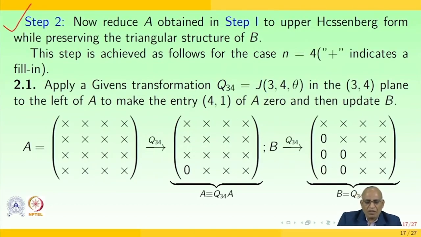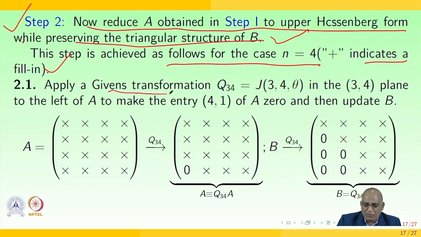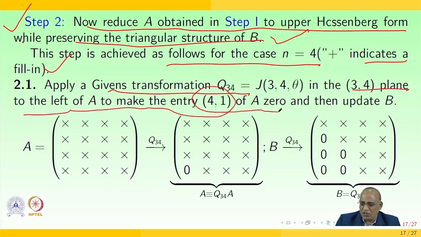Now in step 2, reduce A obtained in step 1 to upper Hessenberg form while preserving the triangular structure of the matrix B. This step is achieved as follows for the case n equal to 4. The plus sign indicates a fill-in. You apply the Givens method to this transformation, that is Q34 equal to J of 3, 4, theta in the 3, 4 plane to the left of A, to make the entry 4, 1 zero, and then update the matrix B. So this is how you do it.